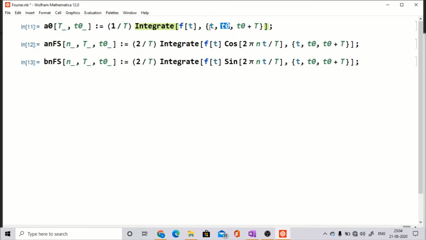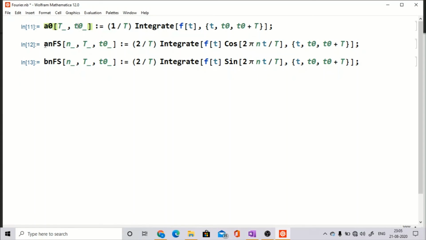Because there is a fundamental rule of mathematics that if you integrate a function with respect to a certain variable, then the dependence of the function on that variable is removed. So once you integrate f of t with respect to small t, the dependence on small t is removed. This is why integration is sometimes very helpful to remove the dependence on certain variables. So now my a0 is only a function of capital T and t0.